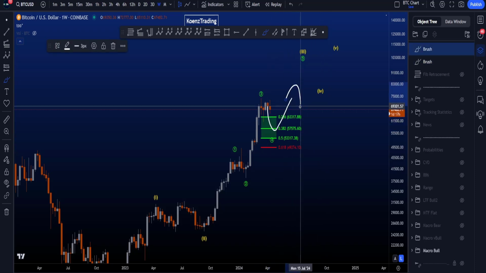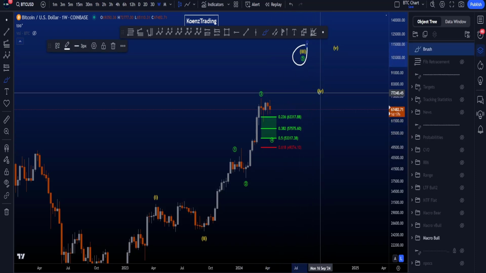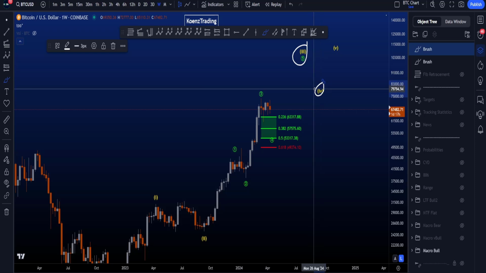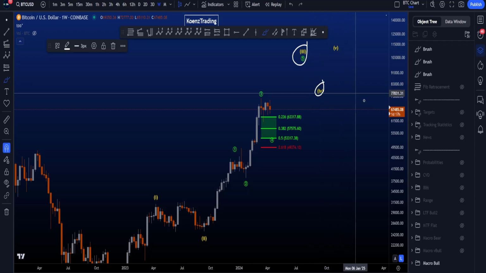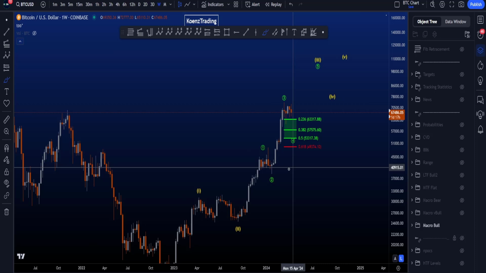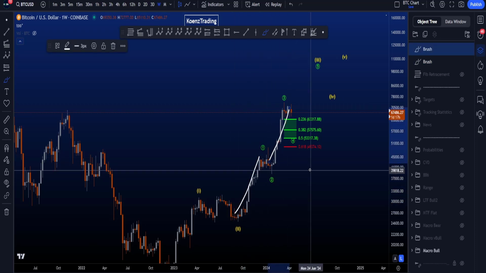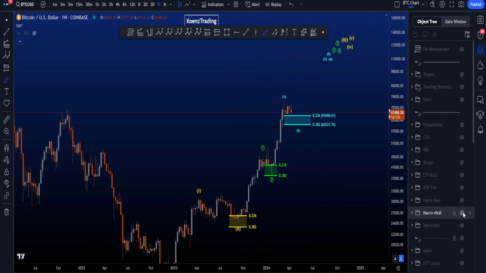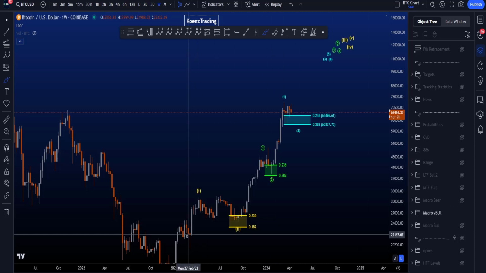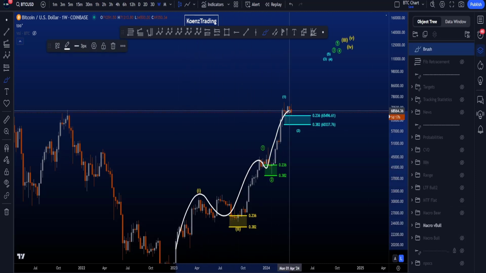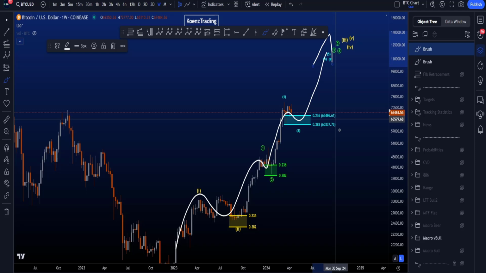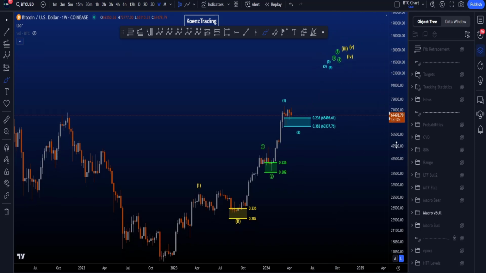After wave 4, we want to see impulsive continuation to finish the yellow 3, then a sideways range structure in yellow 4, and finally a push up in yellow 5. However, because wave 1 and wave 3 are quite similar in length, it does open the possibility for a triple 1-2, 1-2, 1-2, and then a big wave 3 towards the upside.